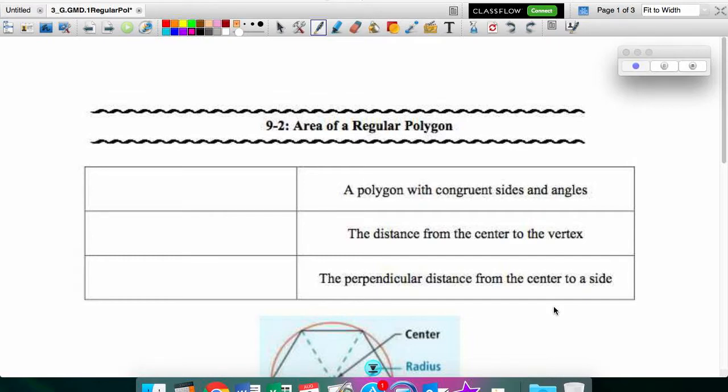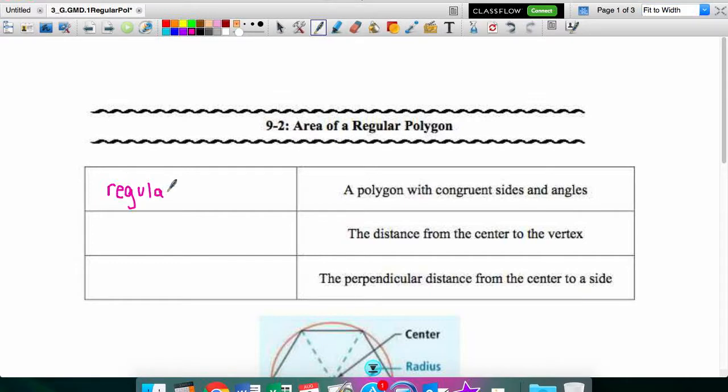Our 9-2 notes will focus on the area of a regular polygon. We have three definitions to start off with. First off, a polygon with congruent sides and angles is referred to as a regular polygon. Note that a square and an equilateral triangle are both examples of a regular polygon.